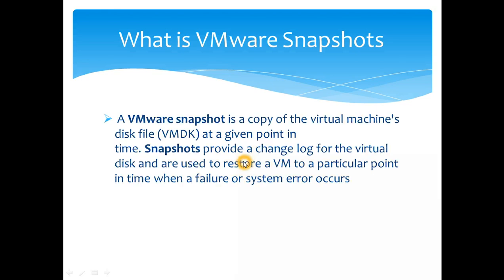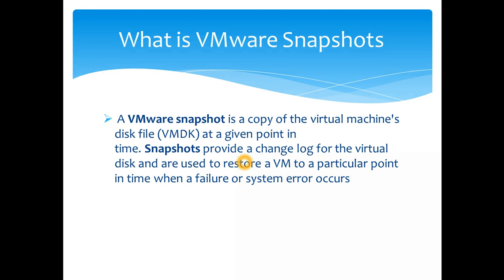So what is snapshot? Snapshot is a copy of the virtual machine disk, which is VMDK. By now you all must know the actual virtual machine disk is VMDK, which is similar to the hard disk, but it is a virtual disk. In VMware terminology, we call it VMDK, and that's where your OS is installed.